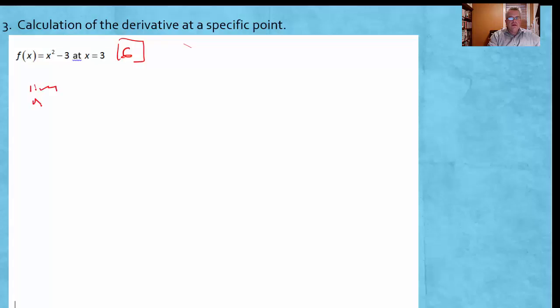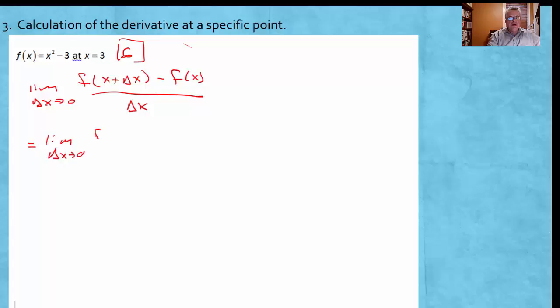So this is the limit as delta x goes to 0 of f of x plus delta x minus f of x over delta x. We're going to see a lot of this. Now, we're finding a specific point, so I can actually just put 3 in for x, and it makes things a little bit simpler, I think. So the limit as delta x approaches 0 of f of 3 plus delta x minus f of 3, divided by delta x.